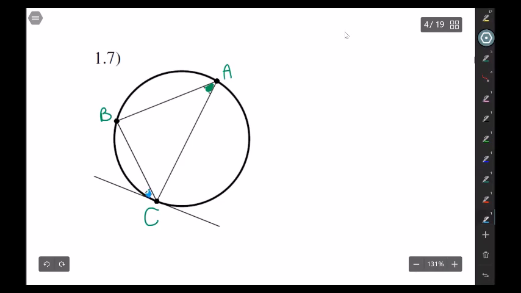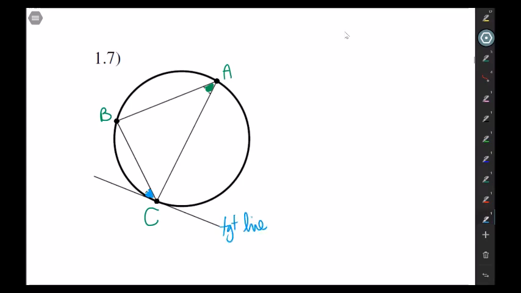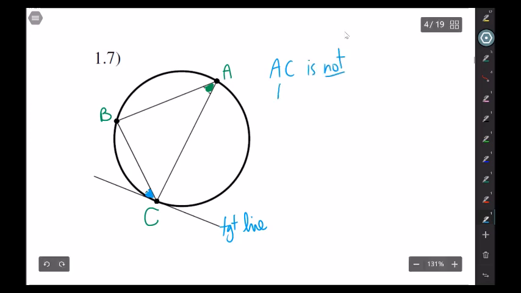We need the blue angle, which is on a tangency. Do you guys see that? This is a tangent line to the circle at C. The thing which is kind of misleading is that AC is not necessarily a diameter. It works for any configuration, so don't be misled by that.